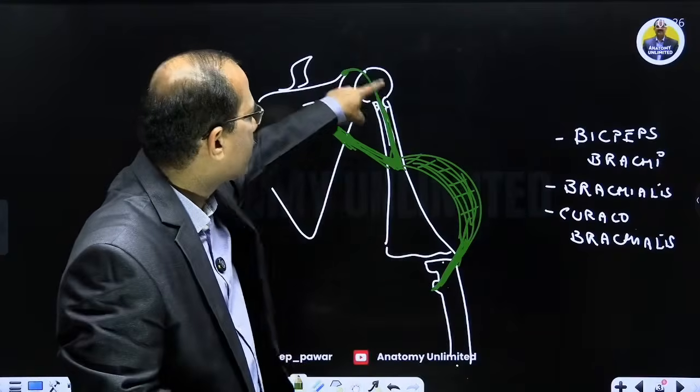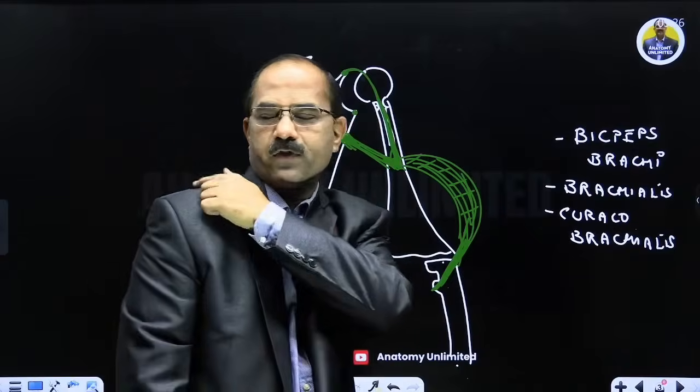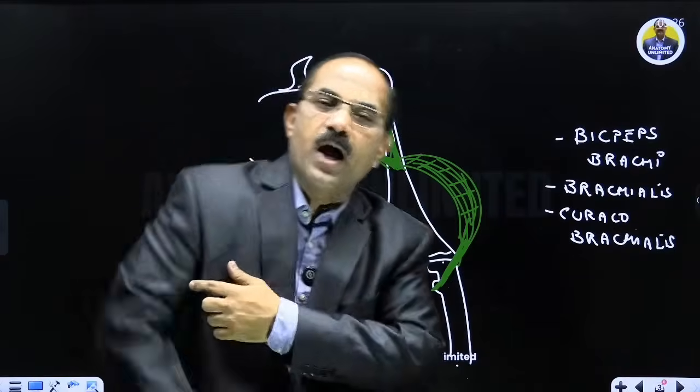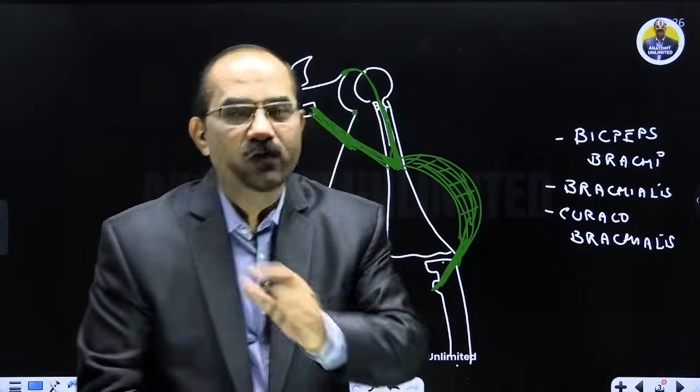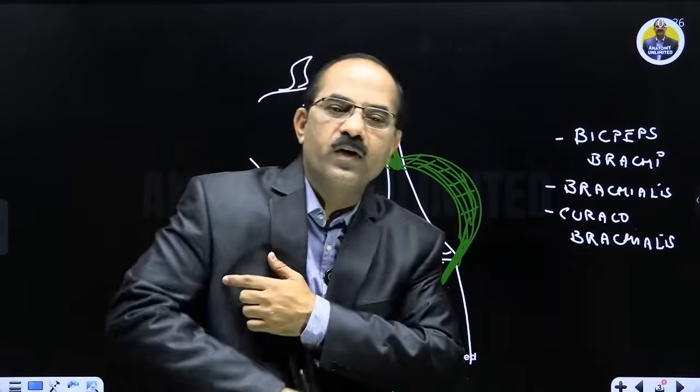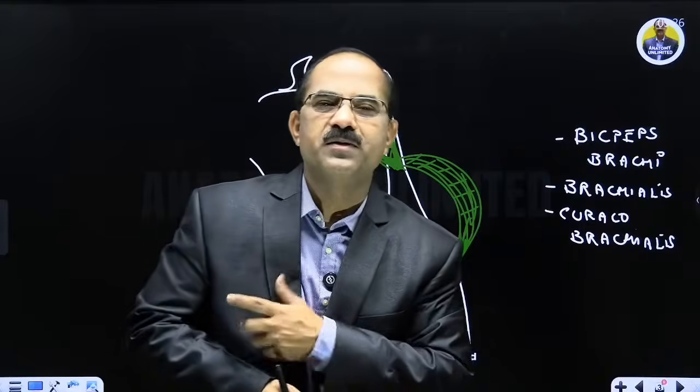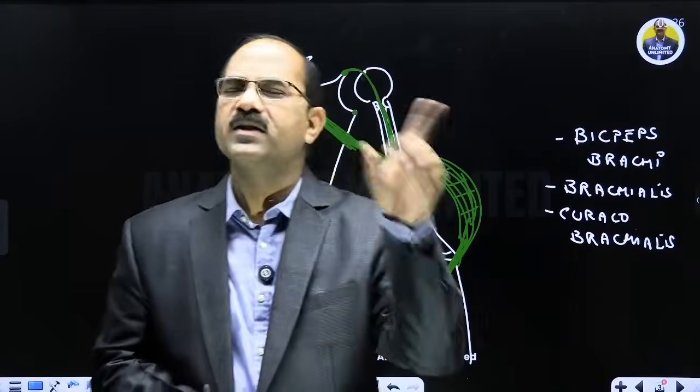And the long head of biceps ऐसे ऊपर से आता है. It comes from above. So it prevents the upward dislocation of the humerus. The long head of biceps brachii prevents the upward dislocation of the humerus. Perfect है? So first things first.